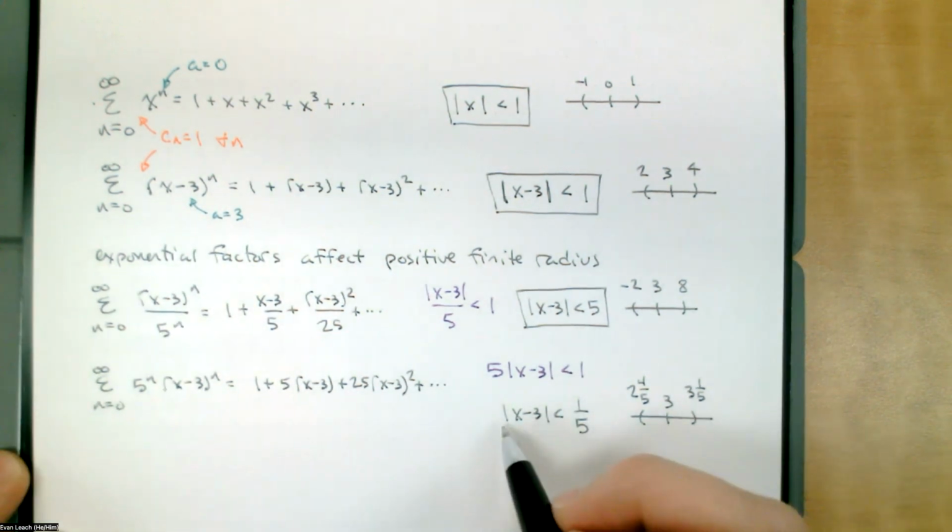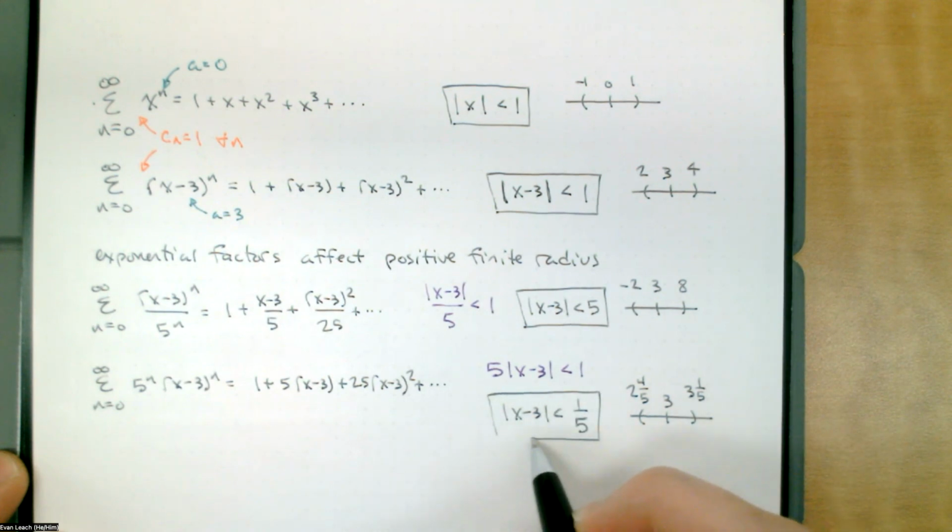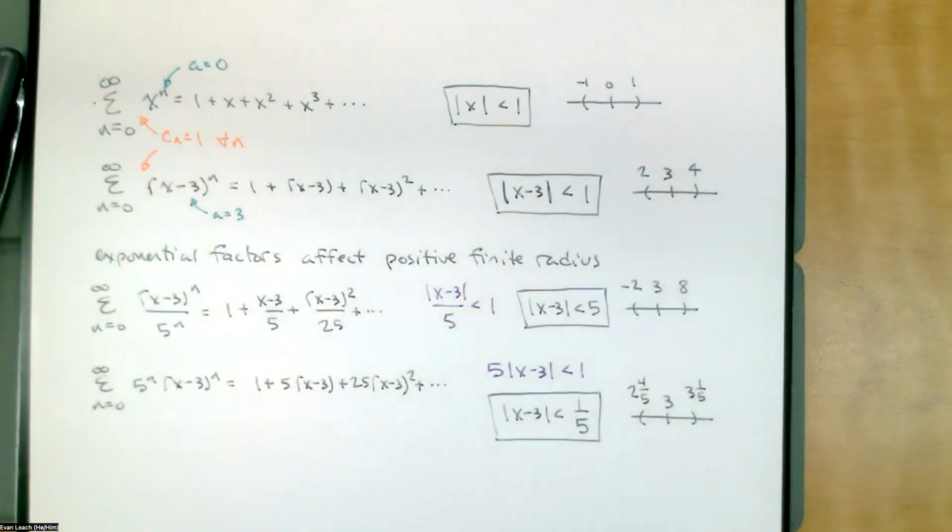I think math might make more sense. This is one of the cases where if we use Calvin and Hobbes math, it might actually make more sense. Expand our concept of what these numbers are. So 2 and 4/5 is the same as 3 minus 1/5. Exponential factors affect the positive finite radius.